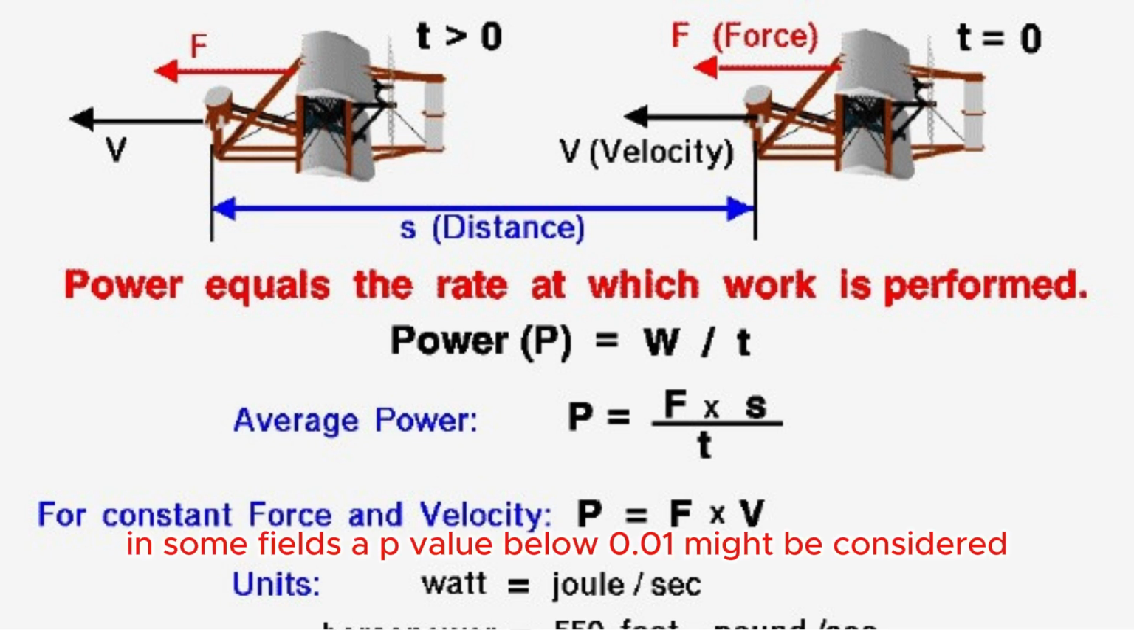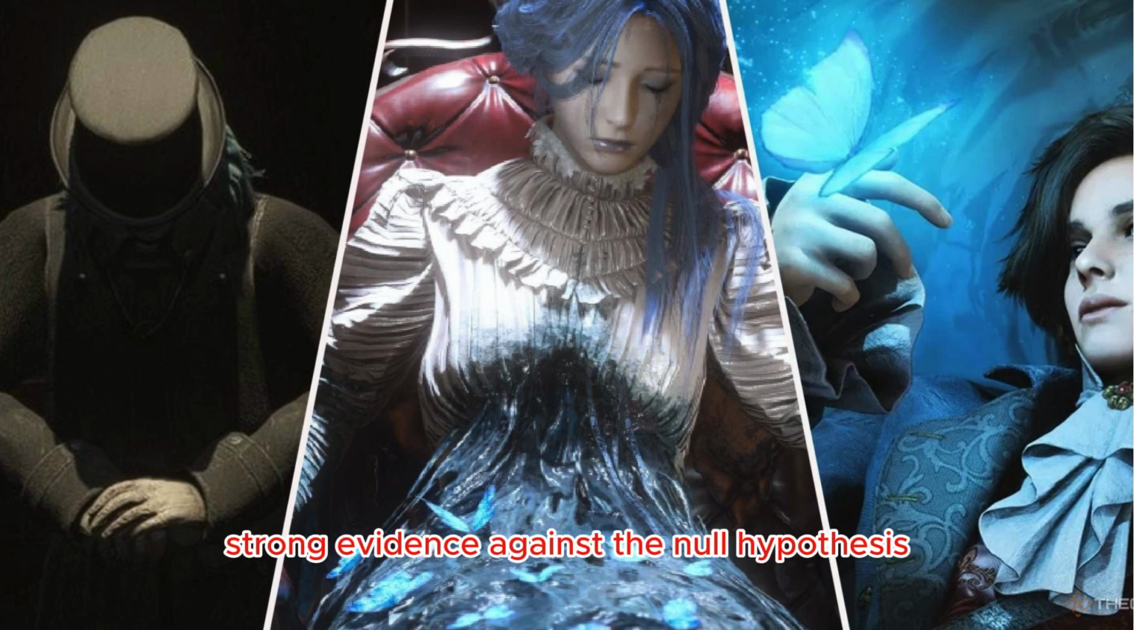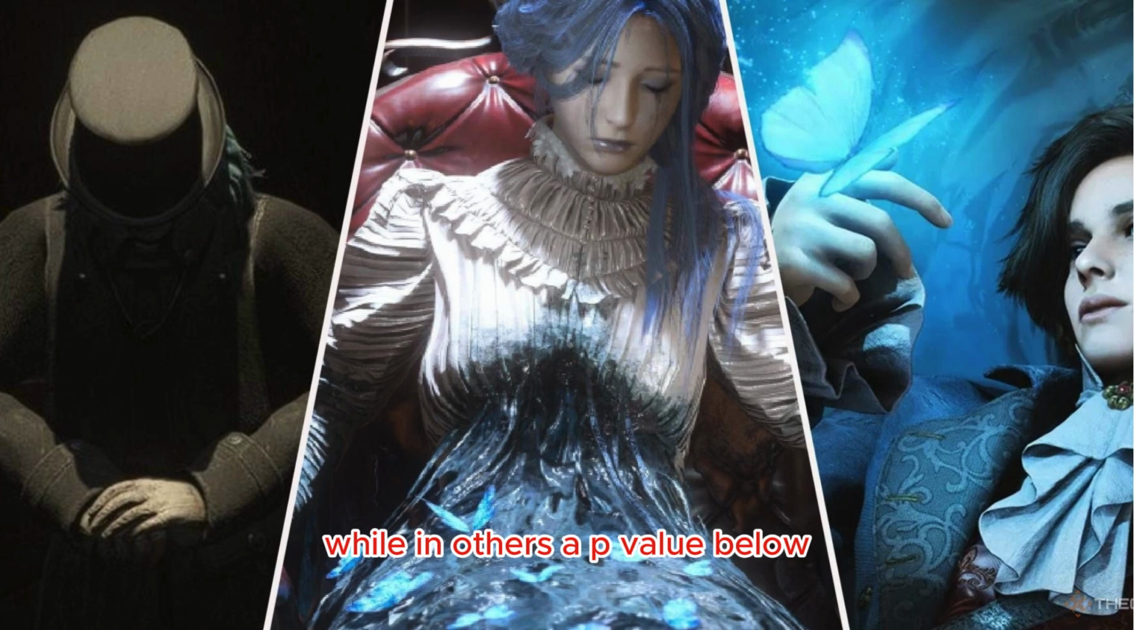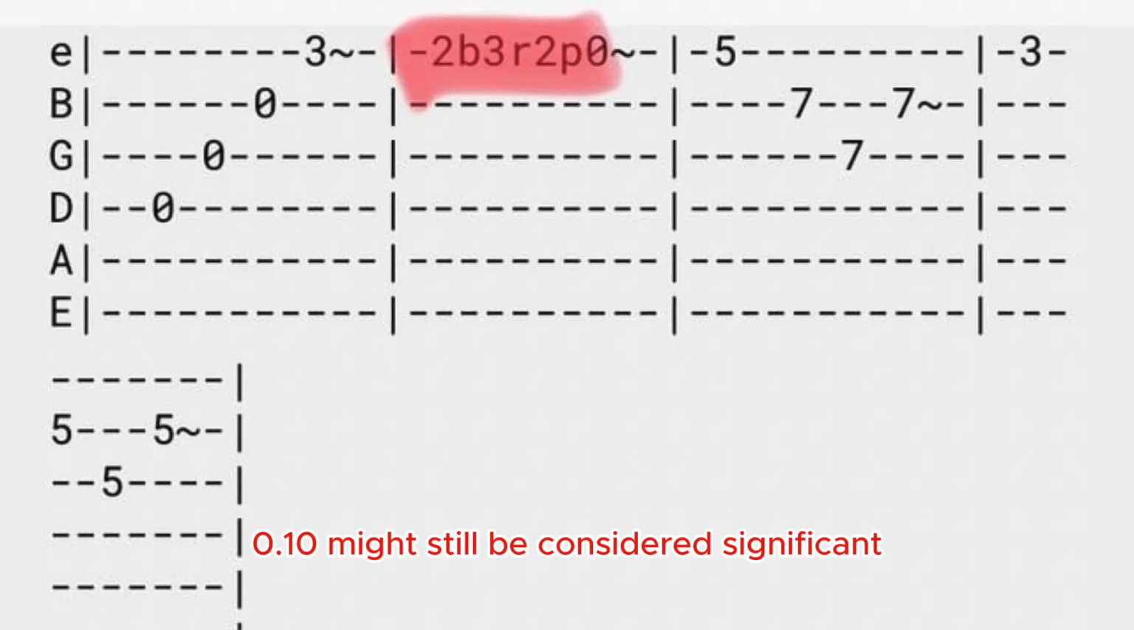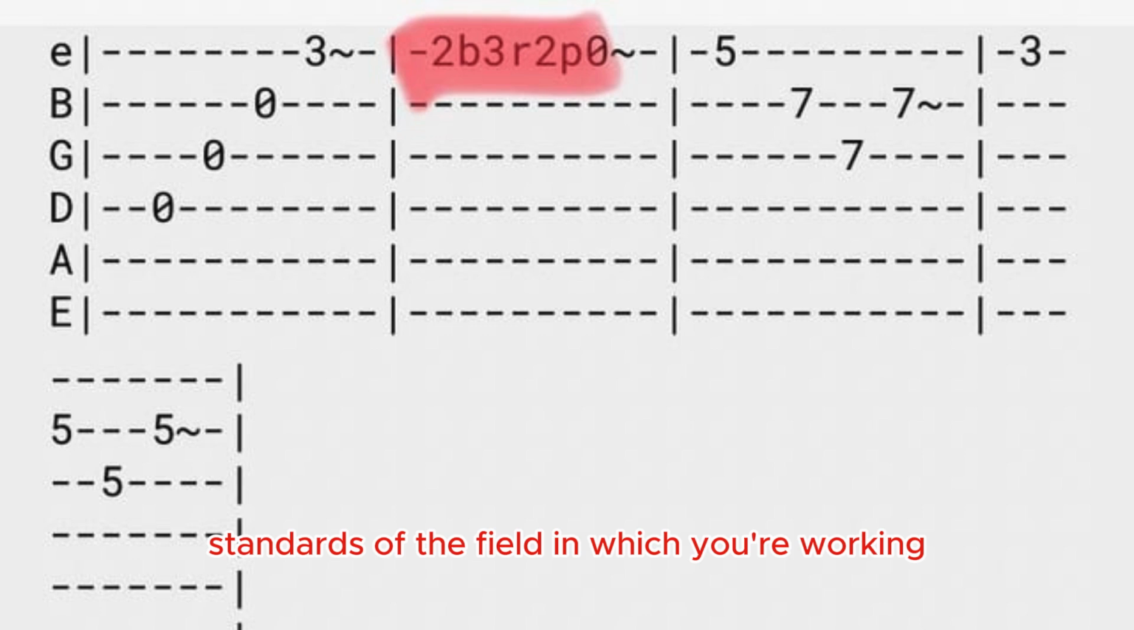It's also worth noting that the interpretation of p-values can vary depending on the context. In some fields, a p-value below 0.01 might be considered strong evidence against the null hypothesis, while in others, a p-value below 0.10 might still be considered significant. This variability underscores the importance of understanding the specific standards of the field in which you're working.